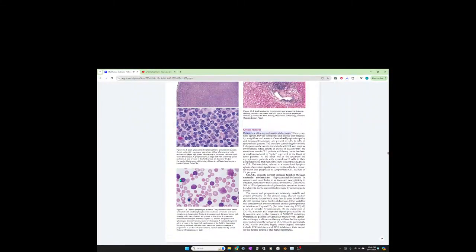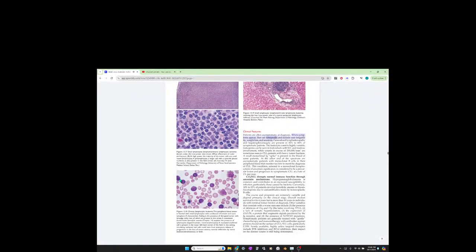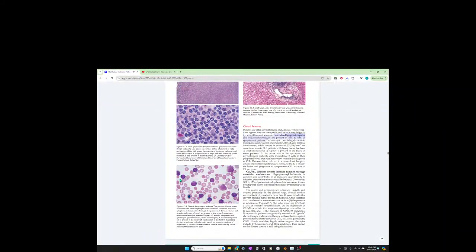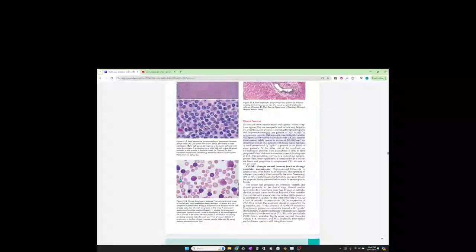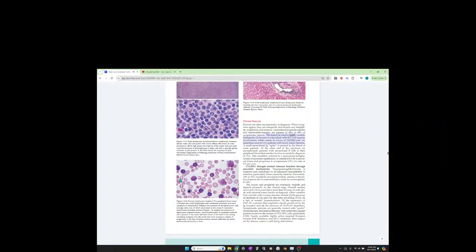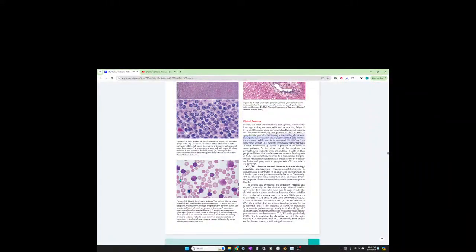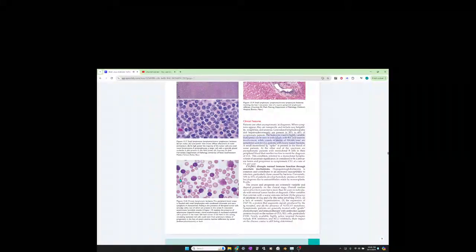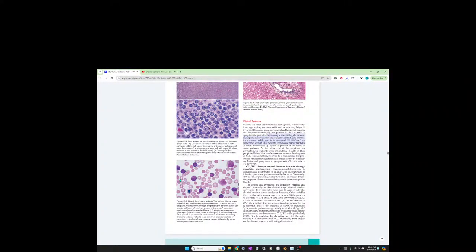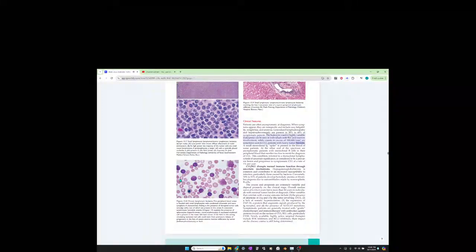Clinical features: patients are often asymptomatic at diagnosis. When symptoms appear, they are nonspecific and include easy fatigability, weight loss, and anorexia. Generalized lymphadenopathy and hepatosplenomegaly are present in 50% to 60% of symptomatic patients. The leukocyte count is highly variable. Leukopenia can be seen in individuals with SLL and marrow involvement, while counts in excess of 200,000 are sometimes seen in CLL patients with heavy tumor burdens.